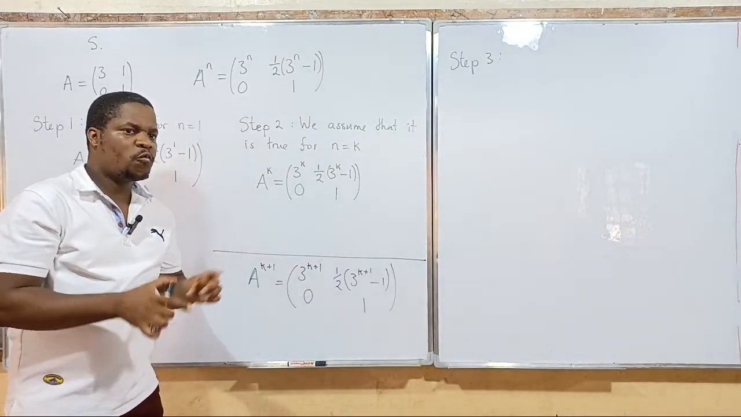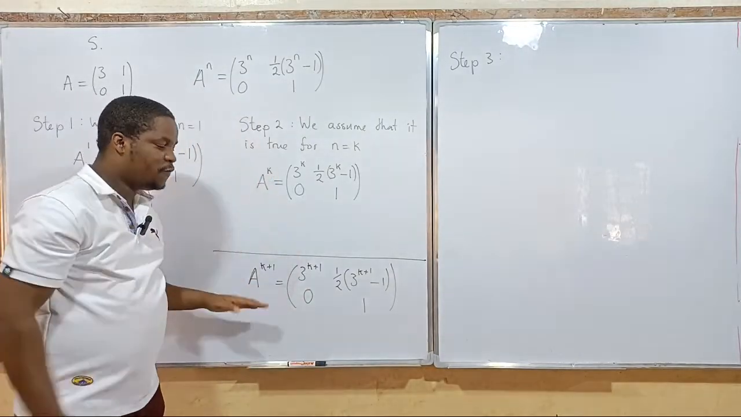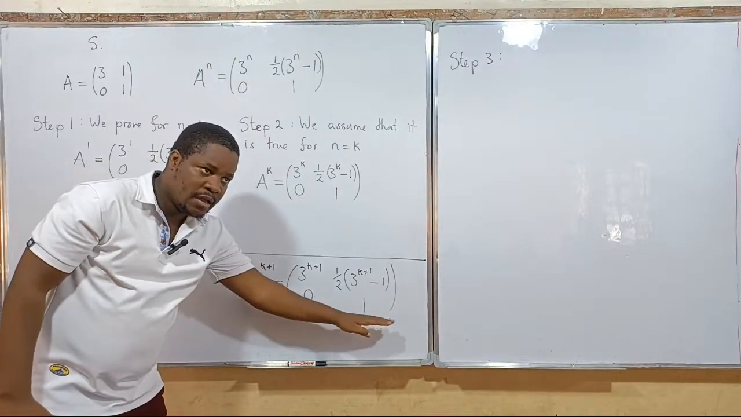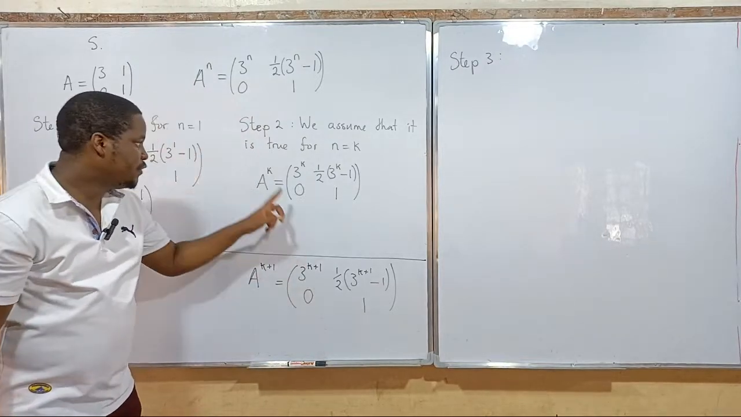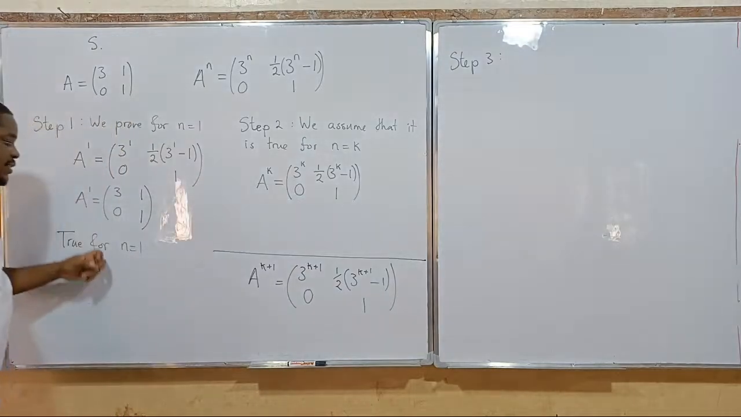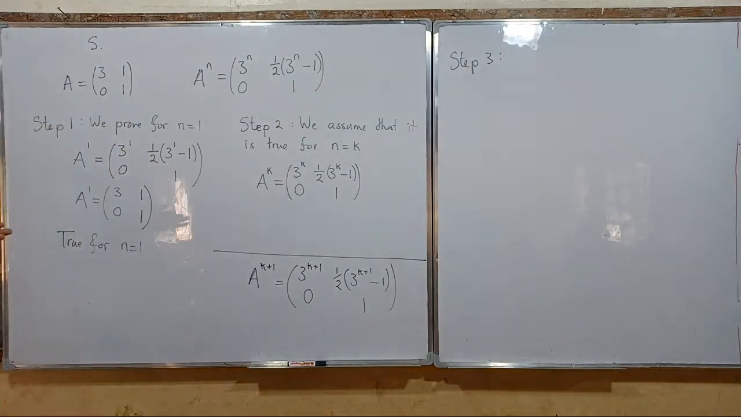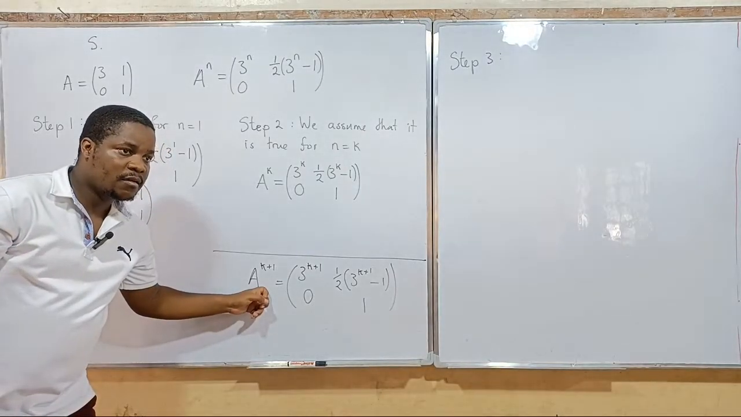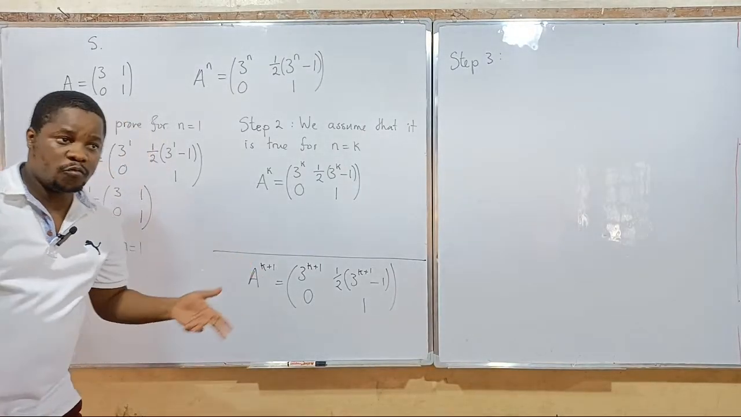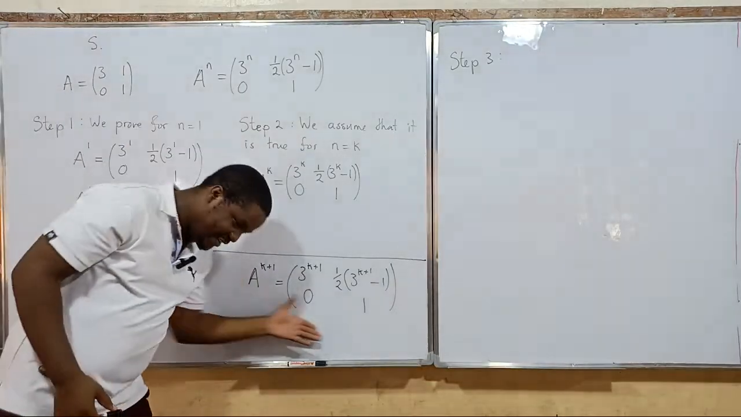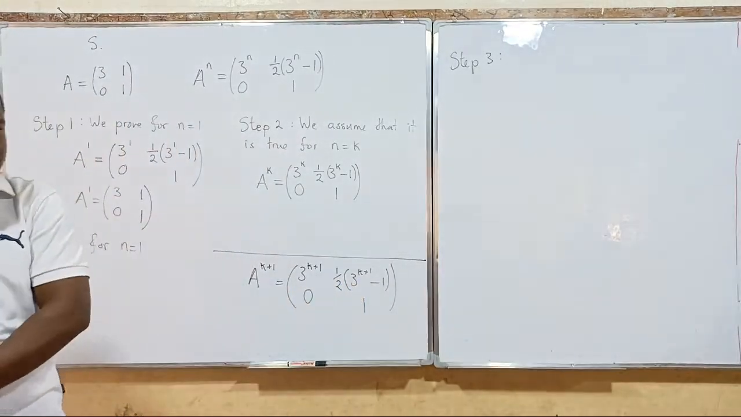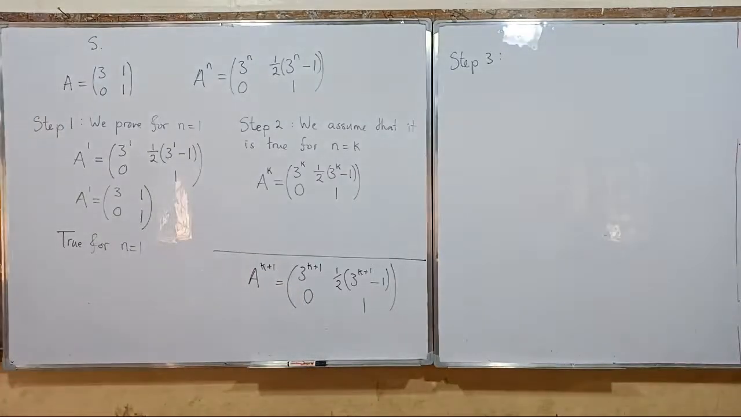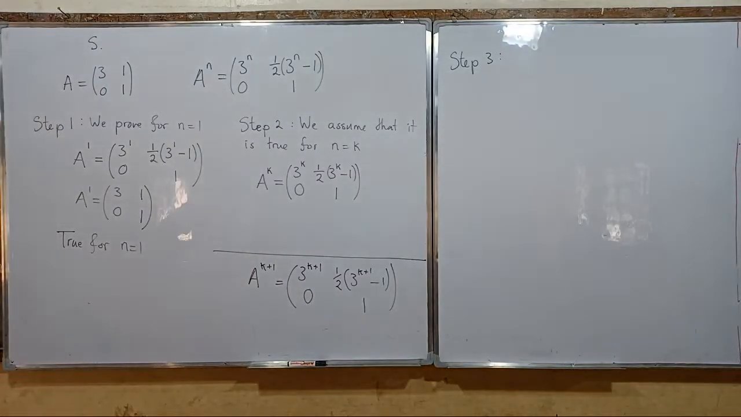Now, the idea is that we have to make sure that our result is this one. How do we get to this? We're supposed to use the assumption and the one from step 1. Doing the multiplication and everything, we should come up with this. If it's the same as this, then we conclude that it is true. But you're not supposed to write this. You're supposed to know it.